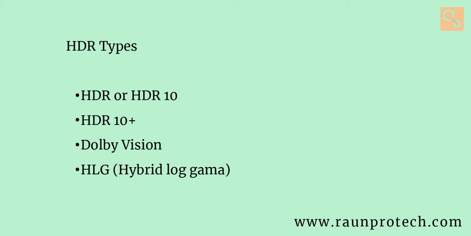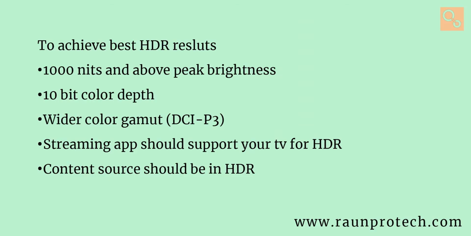To achieve HDR, generally you need to have 1000 nits and above peak brightness, but budget TV, which comes with only 300 nits brightness, also claims HDR support. So not all HDR TVs have the same standards. Your content and streaming app all should have HDR support with your TV to achieve this. I know I'm here to make your buying decision simpler, but in this case, it is what it is. Keep these points in mind if you want best HDR results.